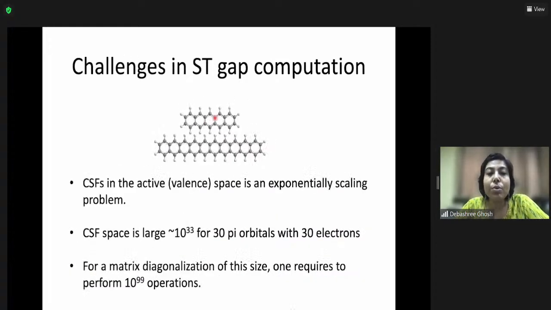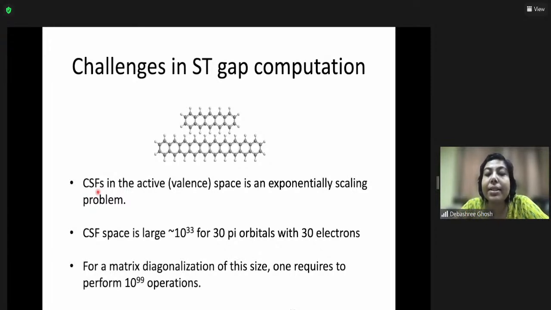So now let's go to the challenges of calculating these singlet triplet gaps. Let's say again I take these systems. In these systems, the number of configurations, so the number of ways I can put the electrons in the valence space, is an exponentially scaling problem.